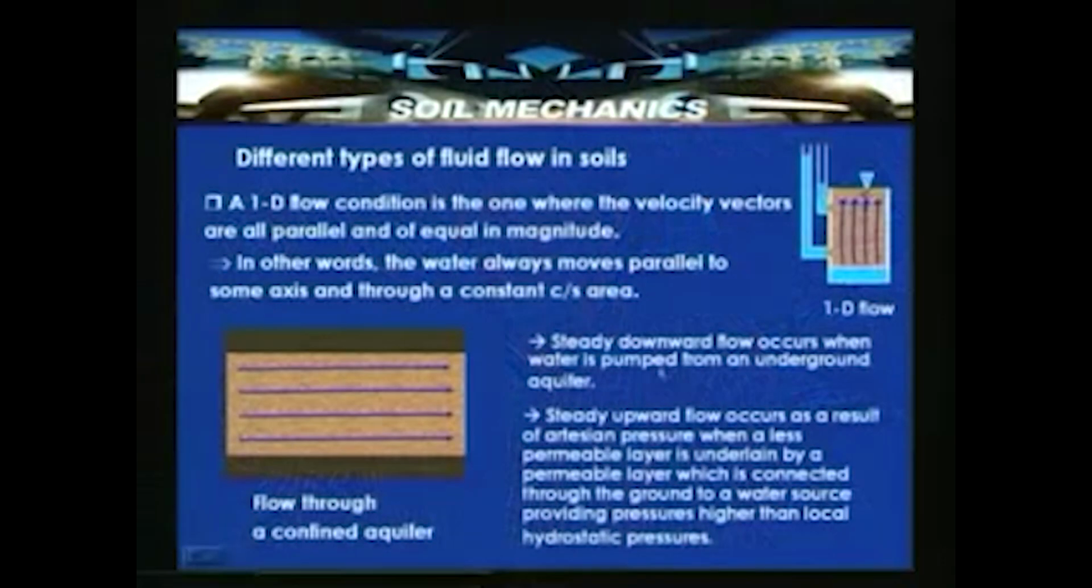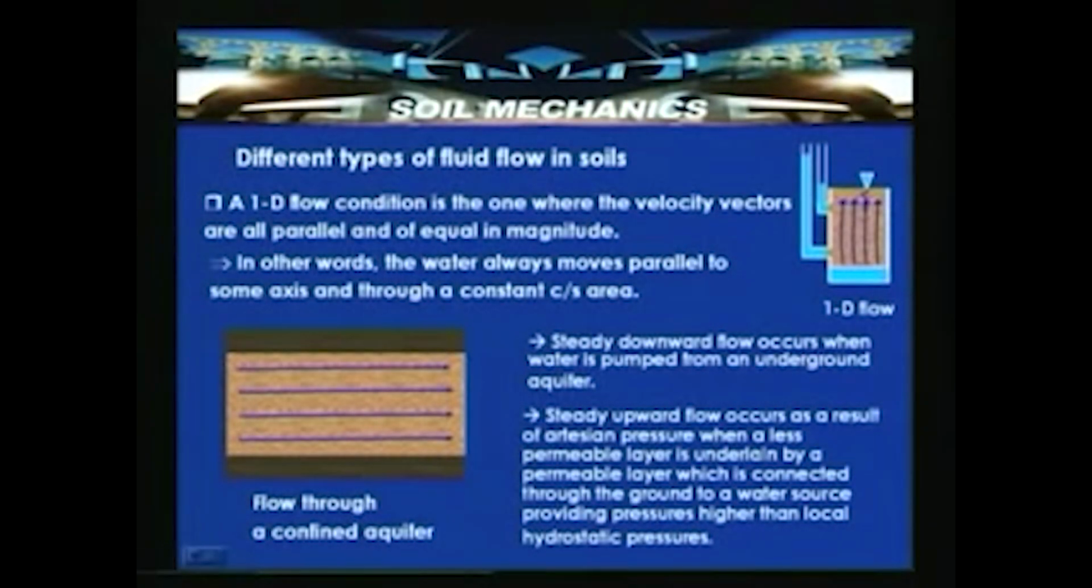Steady downward flow occurs when water is pumped from an underground aquifer. If the water is being pumped from an underground aquifer, there will be a pressure drop there, and then water flow can take place in the downward direction. Steady upward flow can occur if there is a sand layer which is receiving a source of water because of artesian conditions. If a relatively impermeable soil lies above the sand layer, the water can flow through that soil because of the artesian pressure.